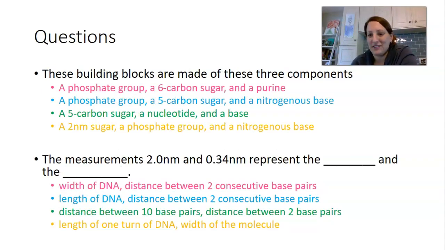Okay, there's the next question. These building blocks, nucleotides, are made of these three components. And here we're talking about DNA. Okay, we haven't gotten to RNA yet. Let's just go through and read it. A phosphate group, a 6-carbon sugar, and a purine. Or blue, a phosphate group, a 5-carbon sugar, and a nitrogenous base. Green, a 5-carbon sugar, a nucleotide, and a base. Or yellow, a 2-nanometer sugar, a phosphate group, and a nitrogenous base.